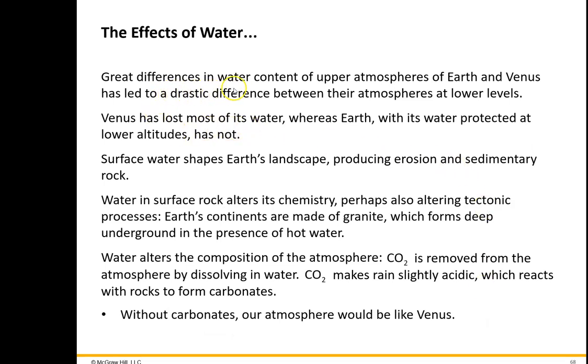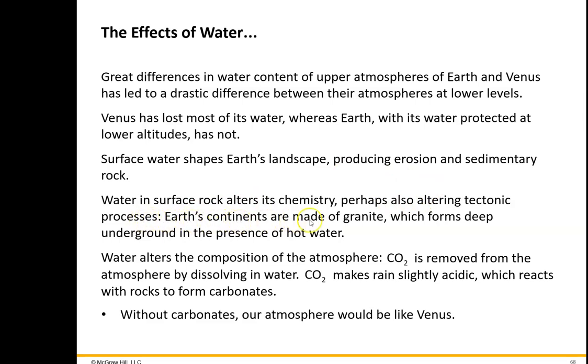Let's see. Great differences in water content in the upper atmosphere of Earth and Venus led to drastic differences in the atmosphere at the lower levels. Venus has lost most of its water, whereas Earth is protected, and so it keeps its water. The surface water shapes Earth's landscape and produces erosion and sedimentary rock. Water in surface rock alters the chemistry, and perhaps also alters the tectonics.